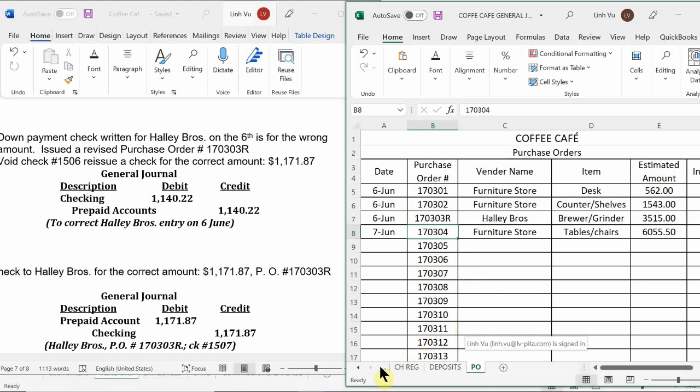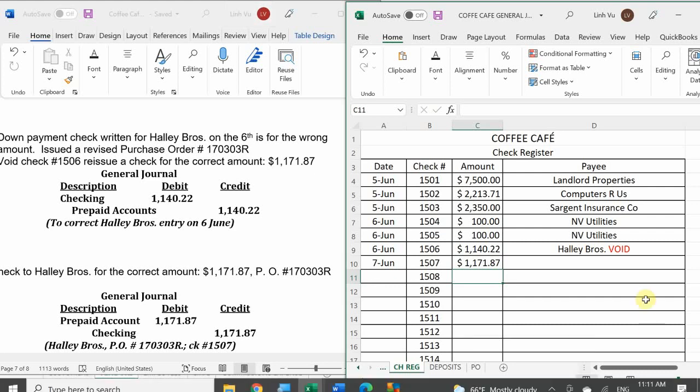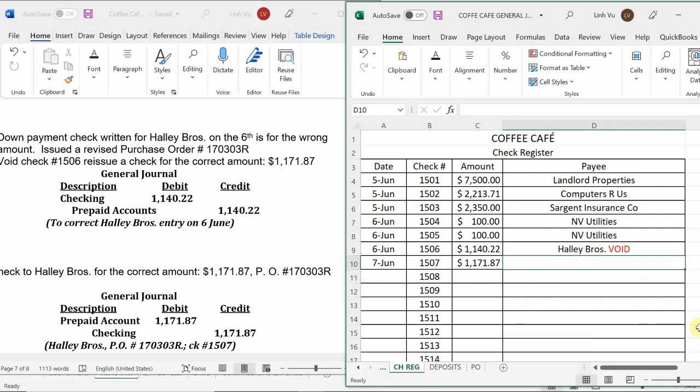So then I need to go to my check register because now I need to reissue a new check for the 1171.87. And this is for Haley Bros.